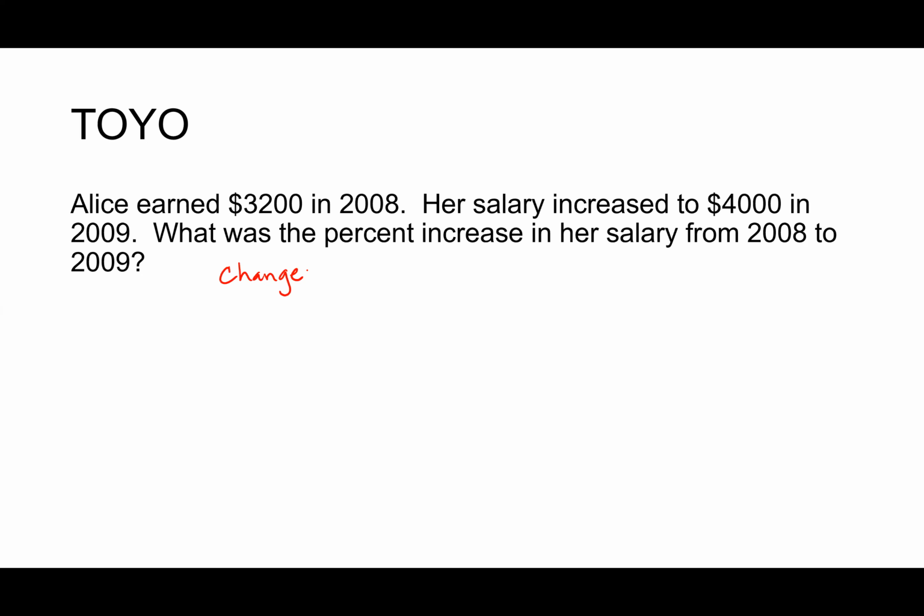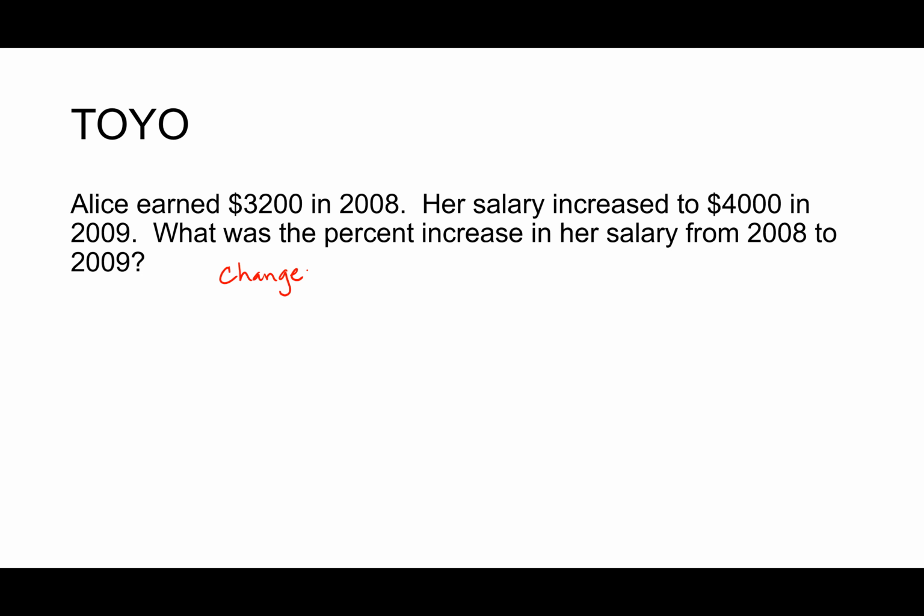Let's read through the problem. Alice earned $3,200 in 2008. Her salary increased to $4,000 in 2009. What was the percent increase in her salary from 2008 to 2009? So I did that 2008, 100% was 3,200, and in 2009 it was 4,000. Okay, but we're not finding a percentage of. What we're wanting to do right now is just find the change. So I just want to find the difference between what she earned first and what she earned next. So it's just subtraction.